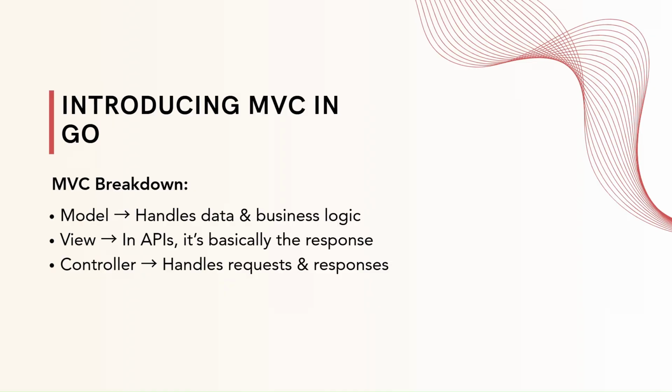View. In APIs, we don't really have front end views. So this part is basically the response we send back. Controller. This is the brain that connects everything. It receives the requests, calls the model if needed, and sends back the response.